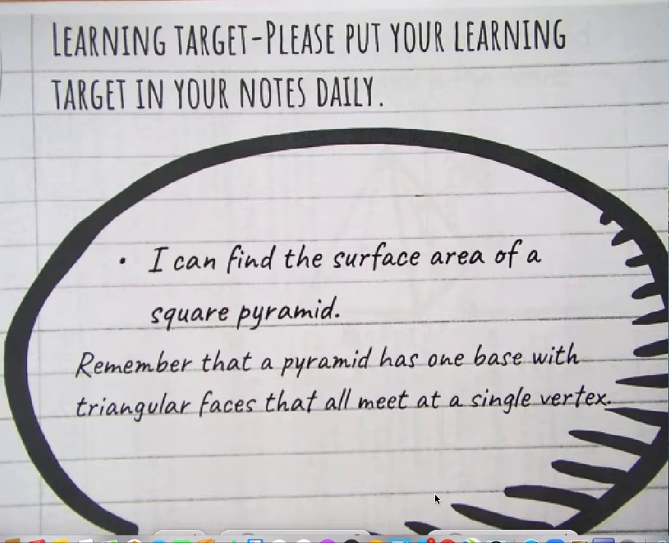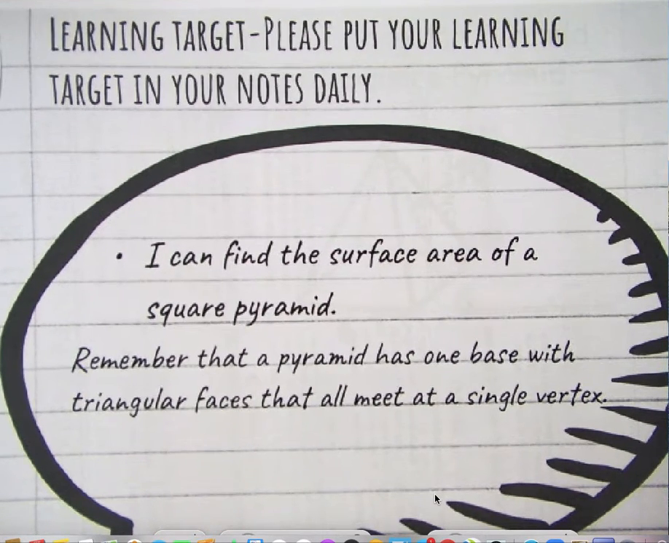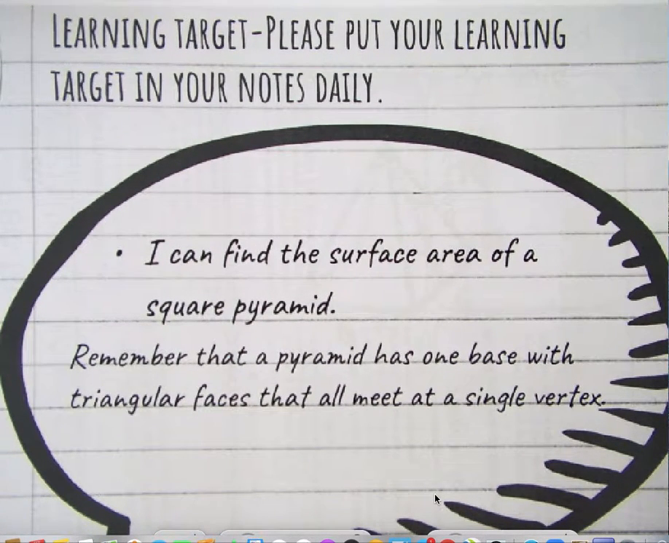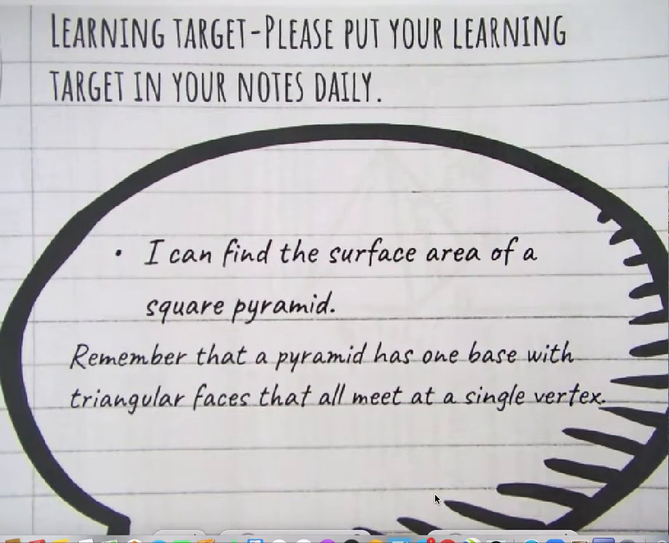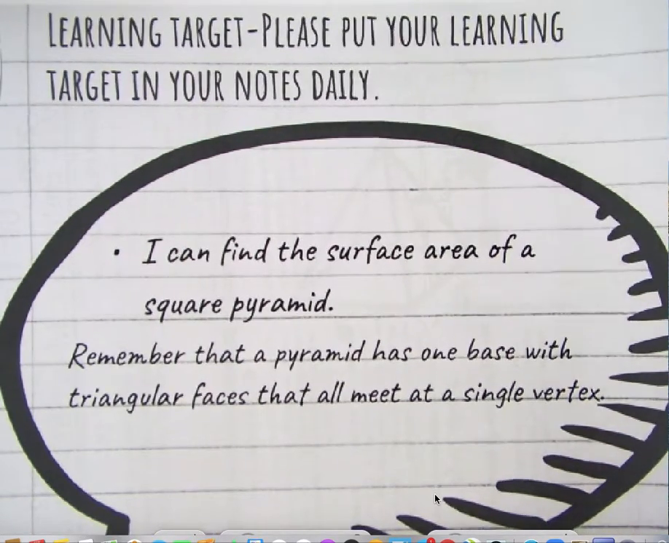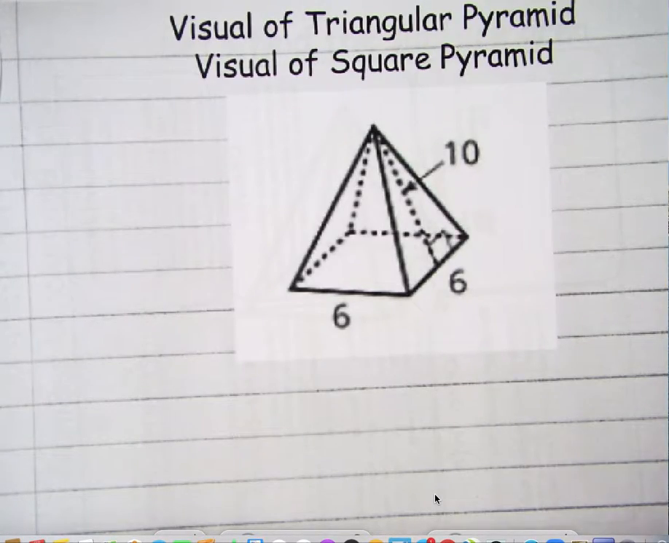Okay? So here's your learning target today. I can find the surface area of a square pyramid. A pyramid has one base. It also has triangular faces that all meet at a single point or a single vertex at the top. So pause the video while you write the learning target down in your notes.